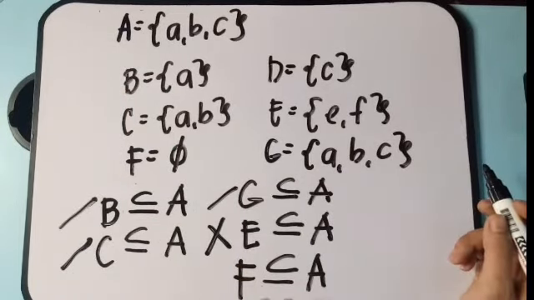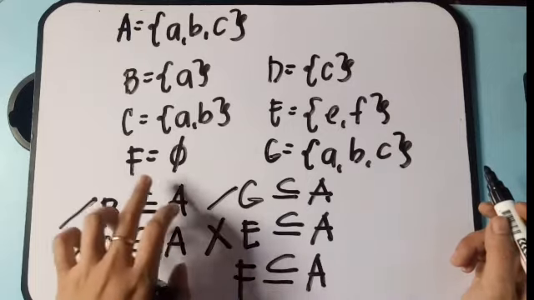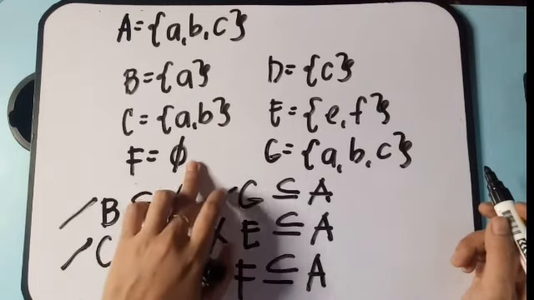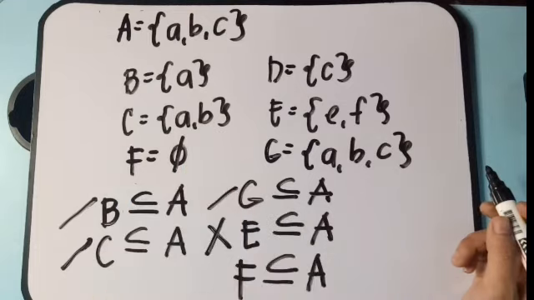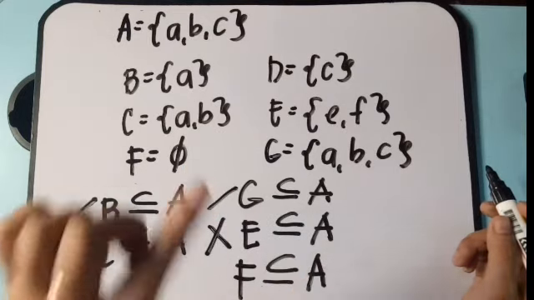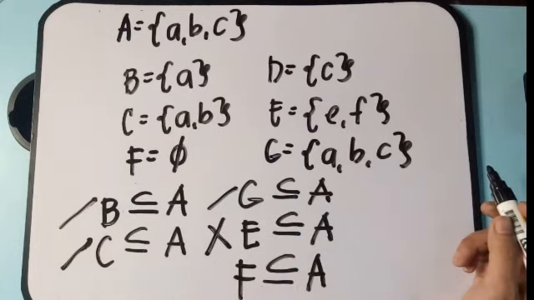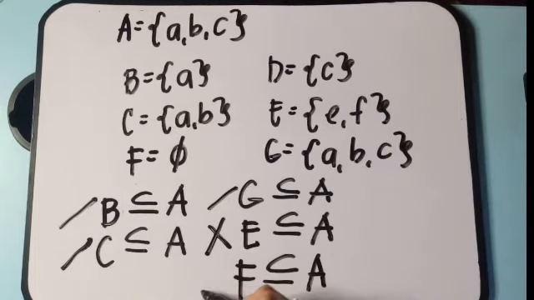Then, F is a subset of A. Ano yung F natin? Empty. Okay. So, remember class that empty set is always a subset of any given set. Again, empty set is always a subset of any given set. Therefore, F is a subset of A is correct. Okay, that is how subset works from all the given set.